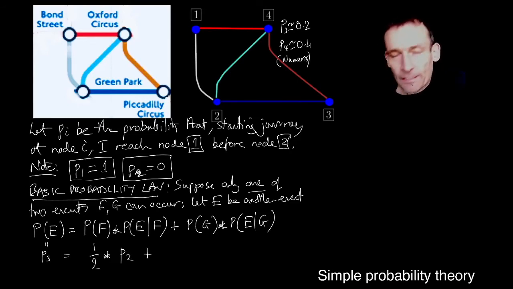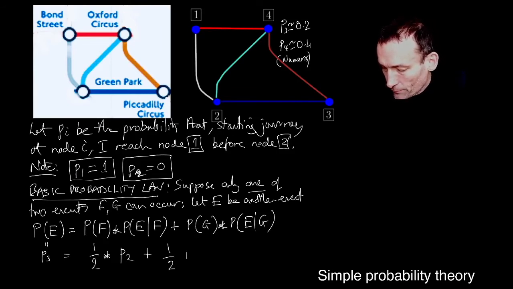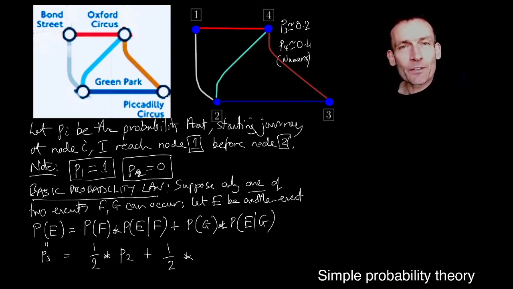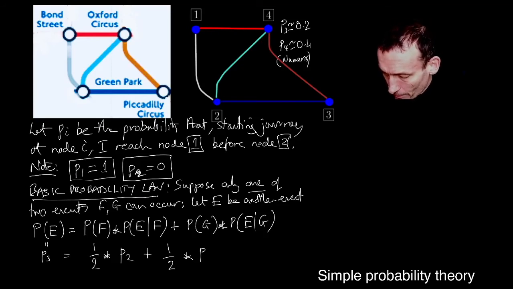And then let G be that I go to Oxford Circus. Well, I do that with probability a half, and then you can see that the probability that I reach Bond Street before Green Park, given that I'm at Oxford Circus, is precisely what I mean by P4. Okay? Okay, let's give myself a little bit more space here.